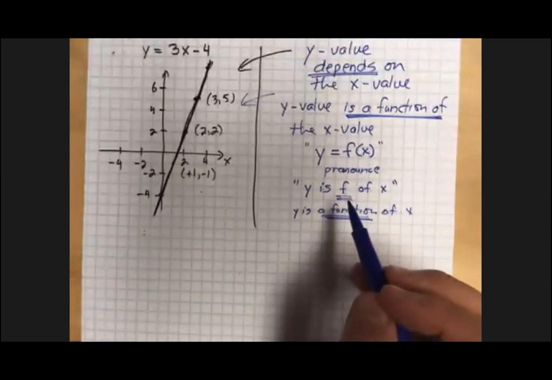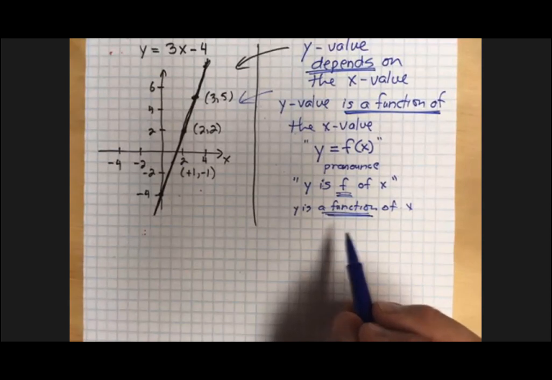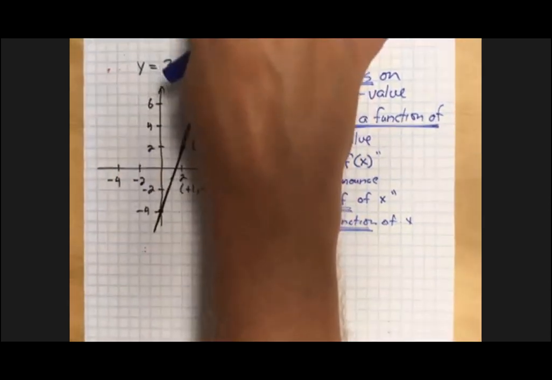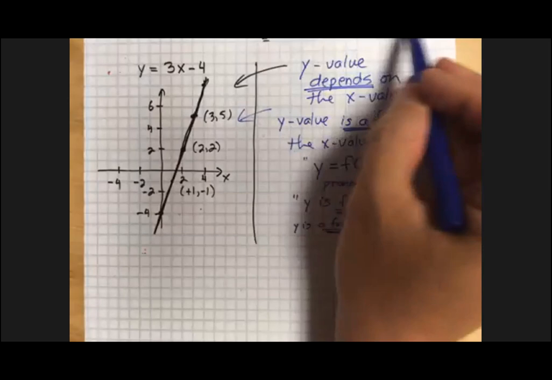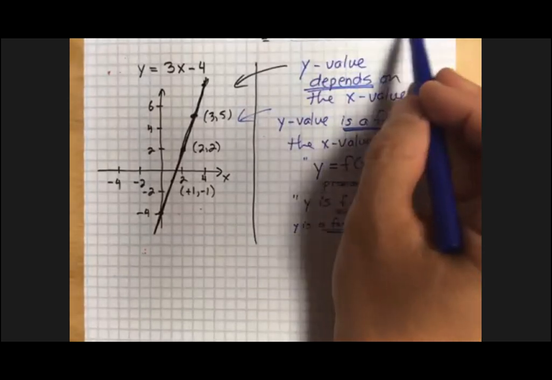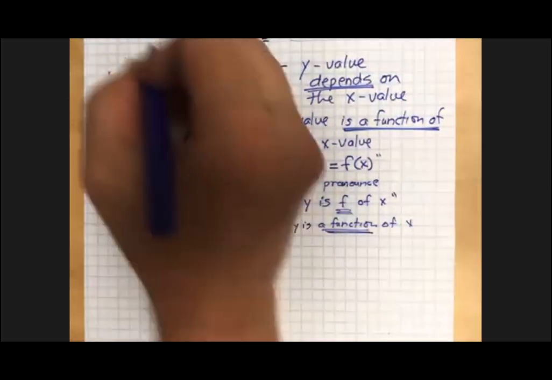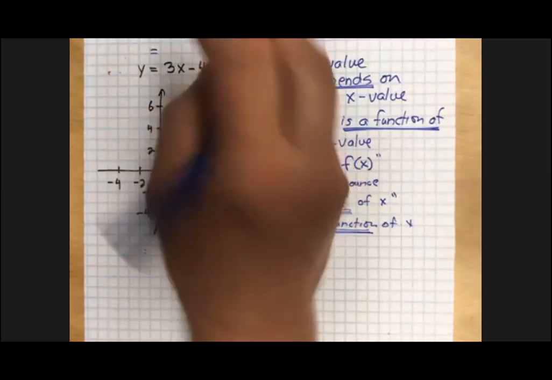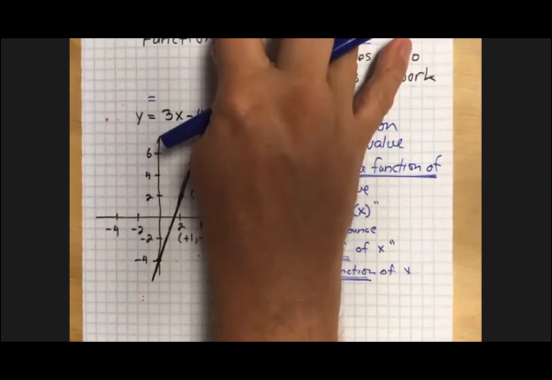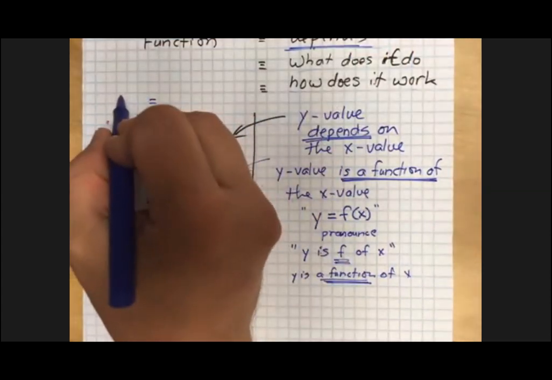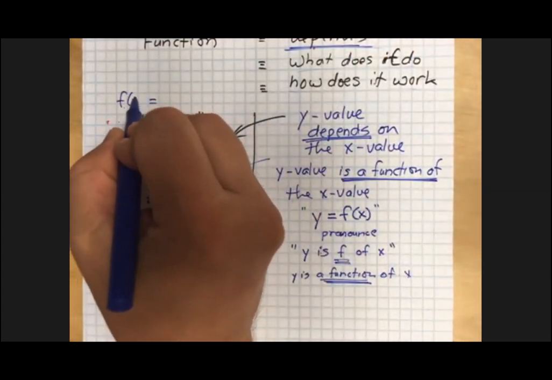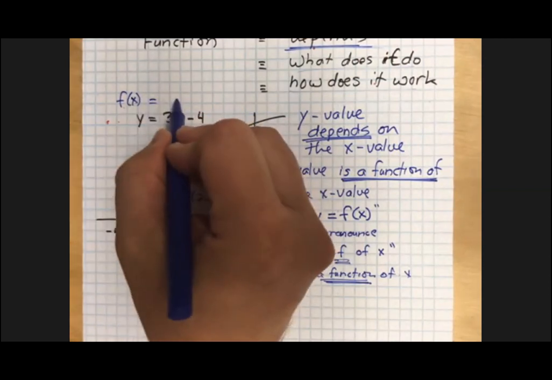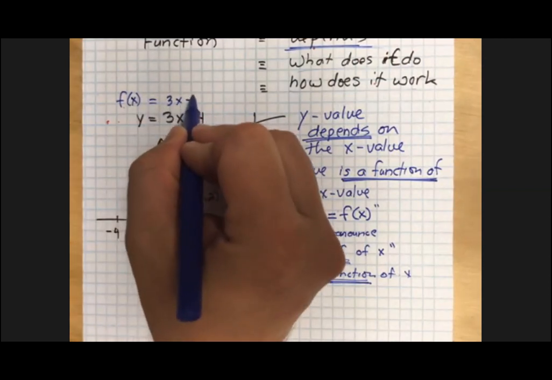And here's how I'm going to do it for this line. I go back to my questions. What does it do? How does it work? So if I said to you, y is a function of x, and you would say to me, well, what does it do to x? And I'll tell you what it does to x. What does f do to x? It triples it, and it subtracts 4 from that.